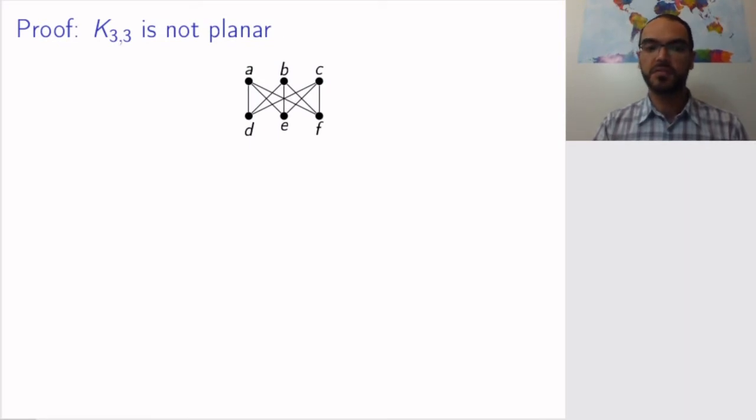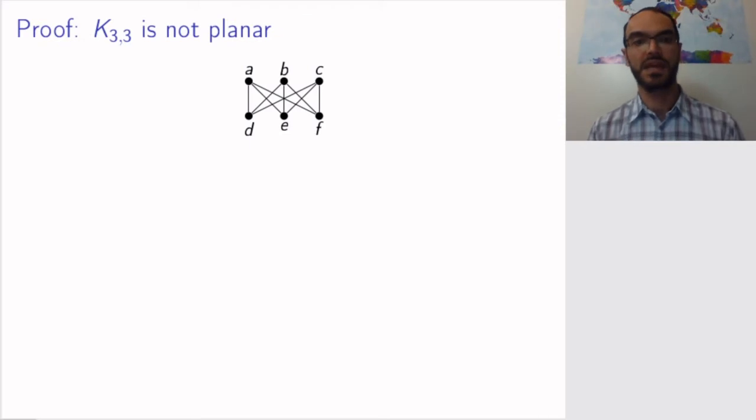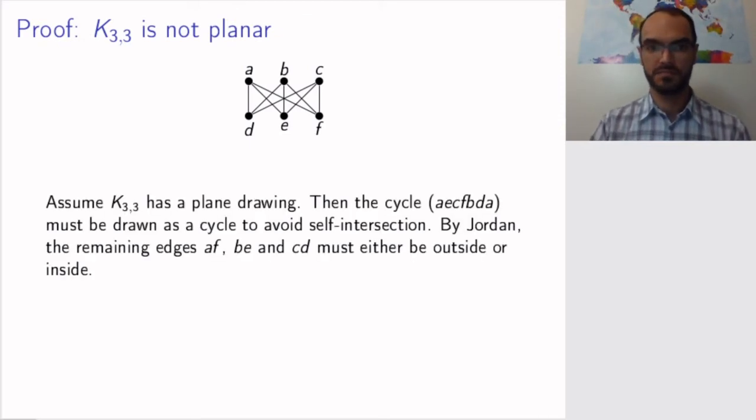So that was the story with K5. It is not possible to make a plane drawing of K5. It's not just that we failed at the first attempt because we were not good enough. It's just not possible, as we have proved. And now we'll prove the same thing for K3,3. And the argument is similar. So again, let's assume it has a plane drawing and see that we get a contradiction.